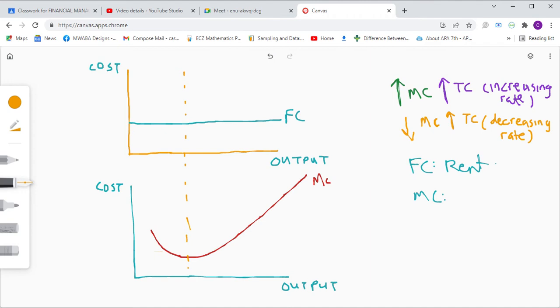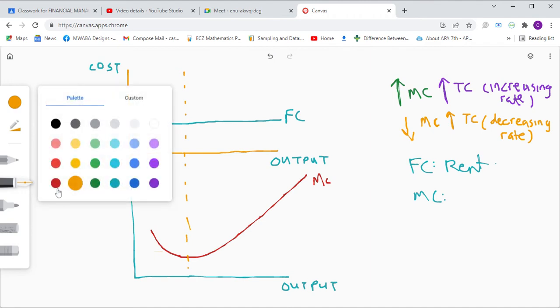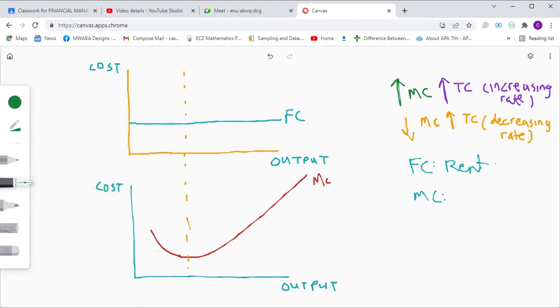So you have a total cost graph like this. If we look at our marginal cost graph, you can see this section here, our marginal cost is decreasing. So our total cost will be increasing at a decreasing rate. That is shown like this. Total cost increasing at a decreasing rate.